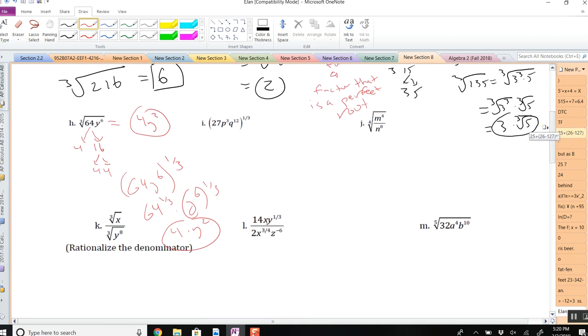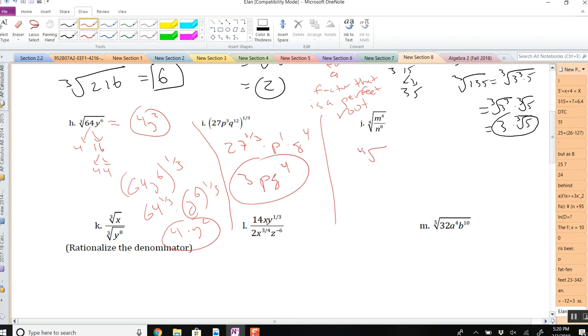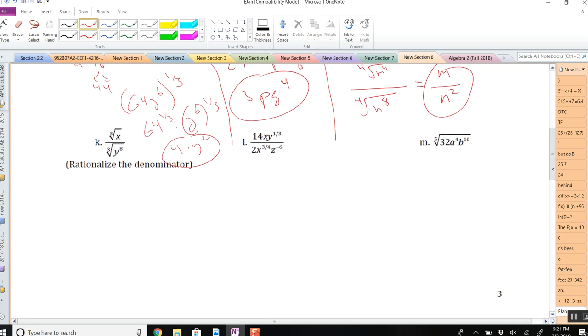That's also a cube root. If you distribute it, you do 27 to the 1/3 times p to the 1 times q to the 4. You have 3p q to the 4. Here, you have the fourth root of m to the 4 over the fourth root of n to the 8. It's m over n squared. We'll keep moving.